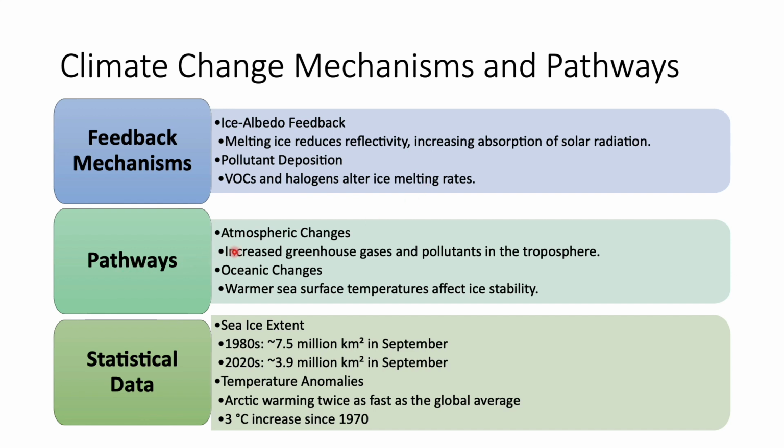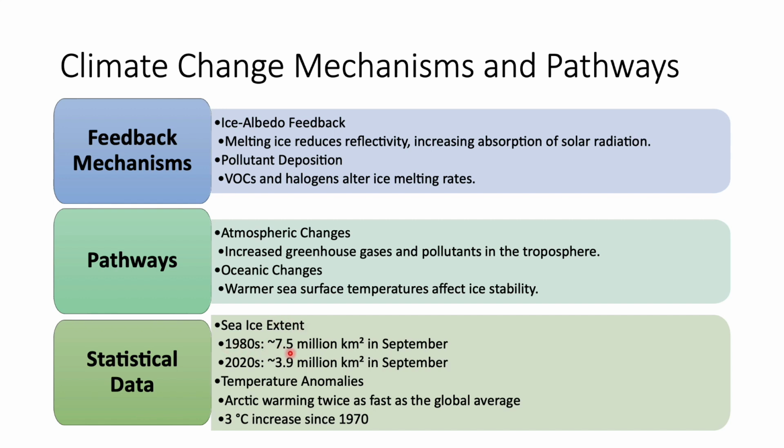And what are the pathways in the atmospheric change? There is an increase in greenhouse gases and pollutants in the troposphere. Similarly, what is the oceanic change? Warmer sea surface temperature affects the ice stability. And how do we know all these things? There is a change in the sea ice extent from the 1980s.